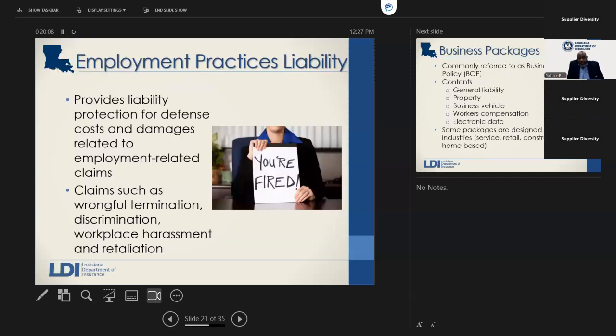Okay, employment practices liability. I added this probably about 3 or 4 years ago to this presentation because of the current environment we're in, with the anti-Semitism, anti-LGBTQ, and heightened racial discrimination. The employment practices liability insurance provides liability protection for defense costs and damages related to employment-related claims. Claims such as wrongful termination, discrimination, workplace harassment, and retaliation. So if you have employees, you definitely want to look at employment practices liability in the event of some type of situation occurring.